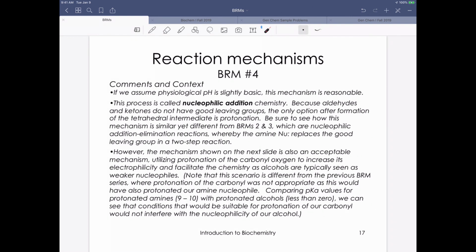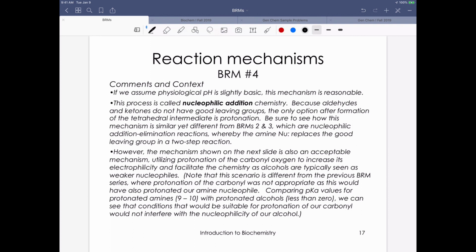Again, the mechanism that I'm going to show you on the next slide is also a plausible mechanism for this reaction mechanism. Again, this time we're going to consider it to be a little bit more of an acidic condition. We're going to protonate the carbonyl oxygen. And so that's going to allow us to increase its electrophilicity and then facilitate the chemistry as, again, an alcohol is typically seen as a weaker nucleophile.